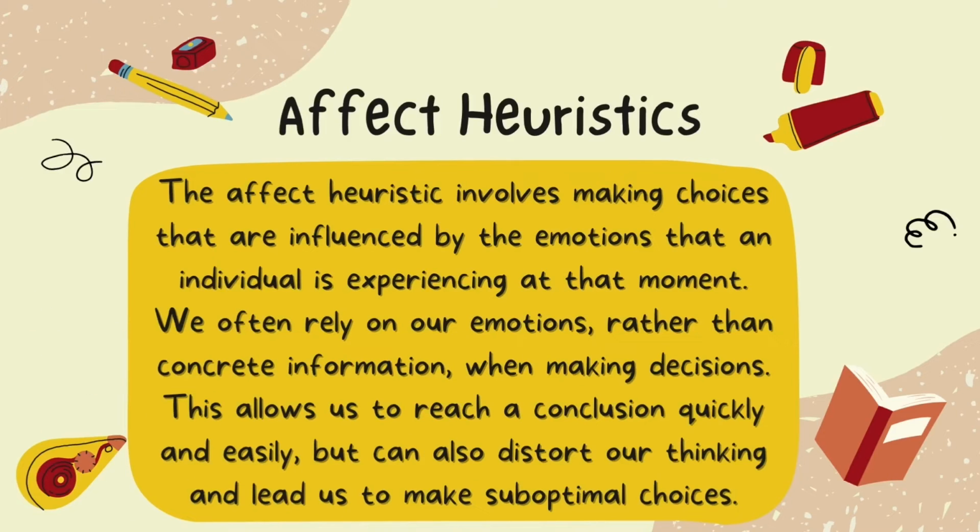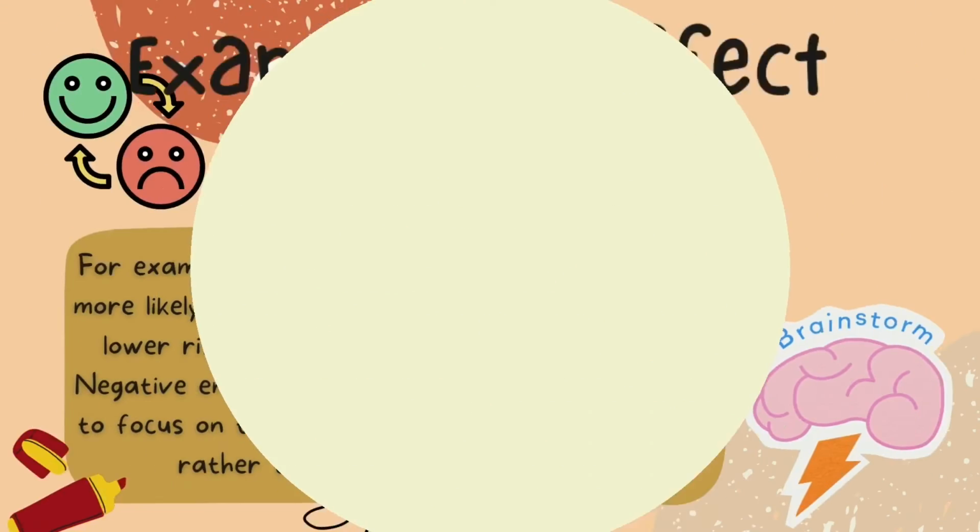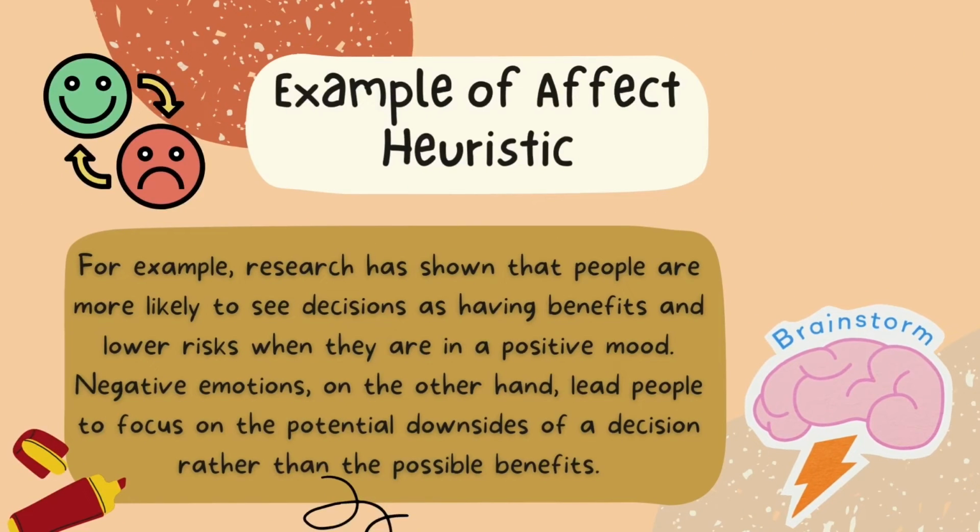We will move to the affect heuristics. It involves making choices that are influenced by the emotion that an individual is experiencing at the moment. We often rely on our emotions rather than concrete information when making decisions. This allows us to reach a conclusion quickly and easily, but can also distort our thinking and lead us to make suboptimal choices. Example of affect heuristics.